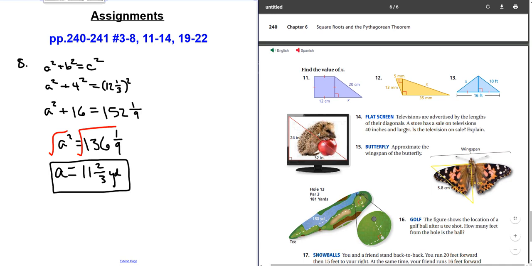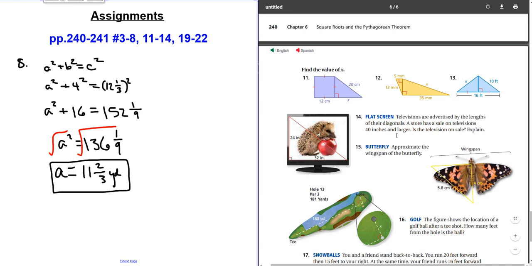This one just says a store has a sale on televisions 40 inches or larger. Is the television on sale? So ultimately, you're just trying to see, is this hypotenuse 40 or larger? If it is, then it's on sale. If it's not, then it's not on sale. So you just use the Pythagorean theorem. 24 squared plus 32 squared equals d squared, and solve for d.